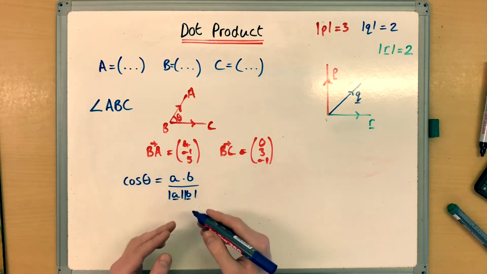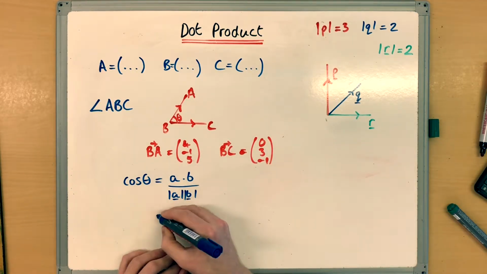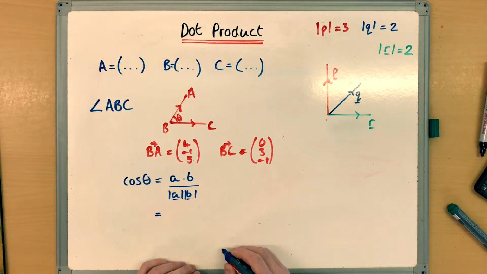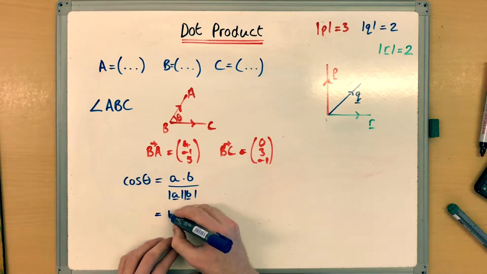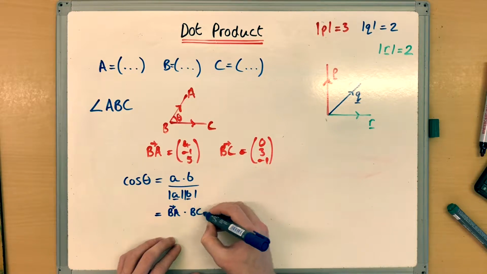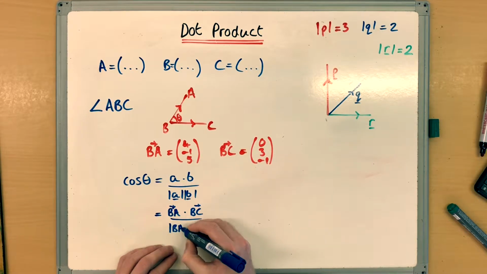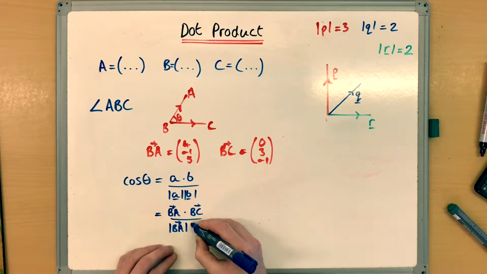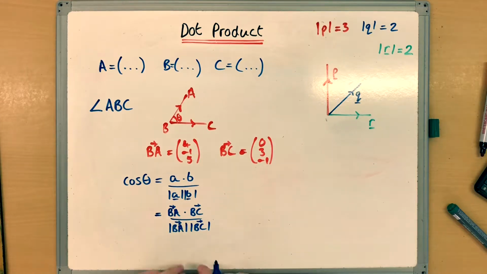However, I've got vectors A and B here, they were just taken from a formula sheet. I want to rewrite this in terms of my vectors, and it's very important this is done. So what are my 2 vectors? My 2 vectors are BA and BC. So I'm going to put BA dot BC, and underneath I've got magnitude of BA, magnitude of BC. Now before I can do anything else, I need to know what the dot product is, and I need to know what both of these magnitudes are.